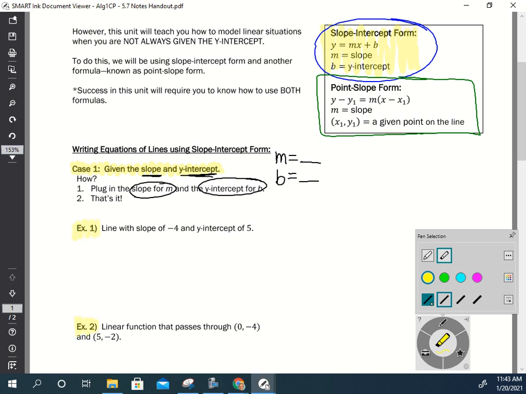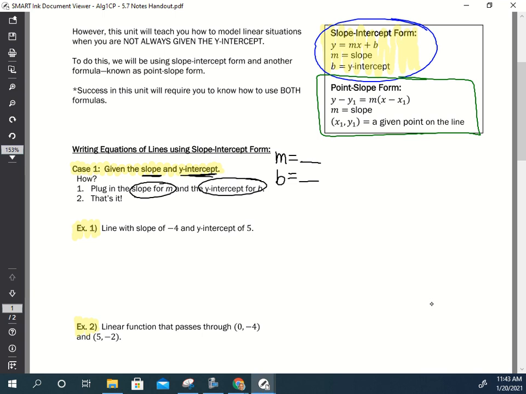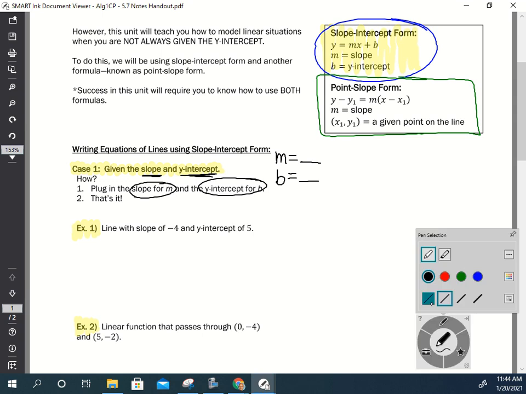So let's do our first 2 examples. Remember, when I check your notes, all of your examples should be present. Every example we do in class should be in your notes. So example 1. A line has a slope of -4 and a y-intercept of 5.